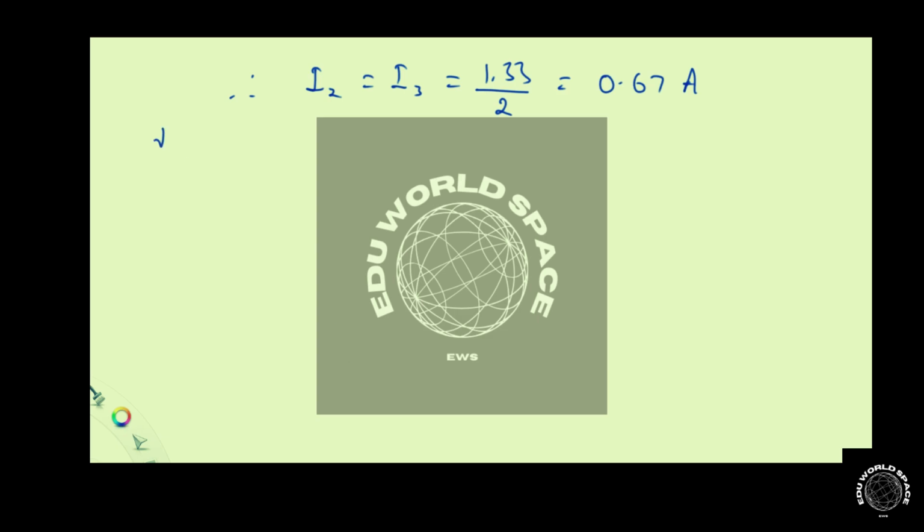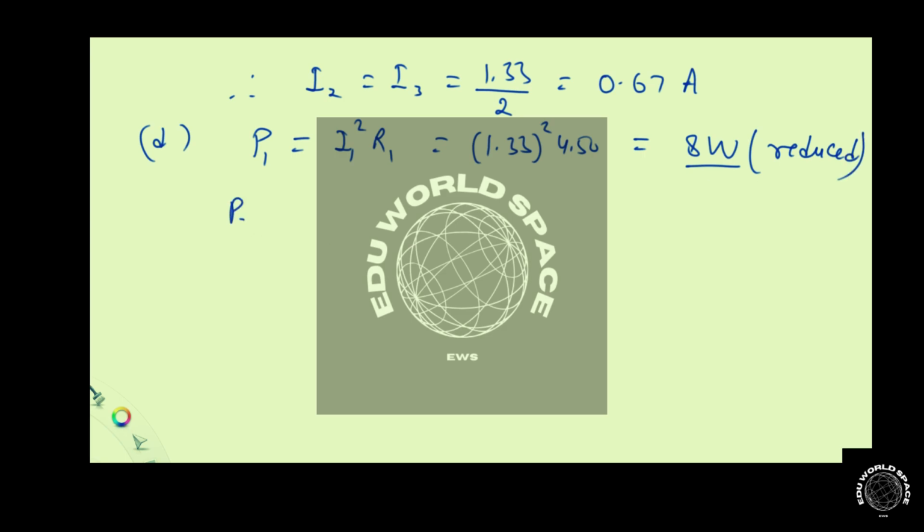Then in the fourth part of the problem, we have to find the power dissipated for the first bulb. P1 is equal to I1 square R1, means square of 1.33 multiplied by 4.50, calculated to be equal to 8 watt, means its power is reduced. And then P2, that will be equal to P3, means square of 0.66 multiplied by 4.50 again. So this power comes out to be equal to 2 watt each, means it is increased, because earlier it was just 1.125 watt. So it has been increased.